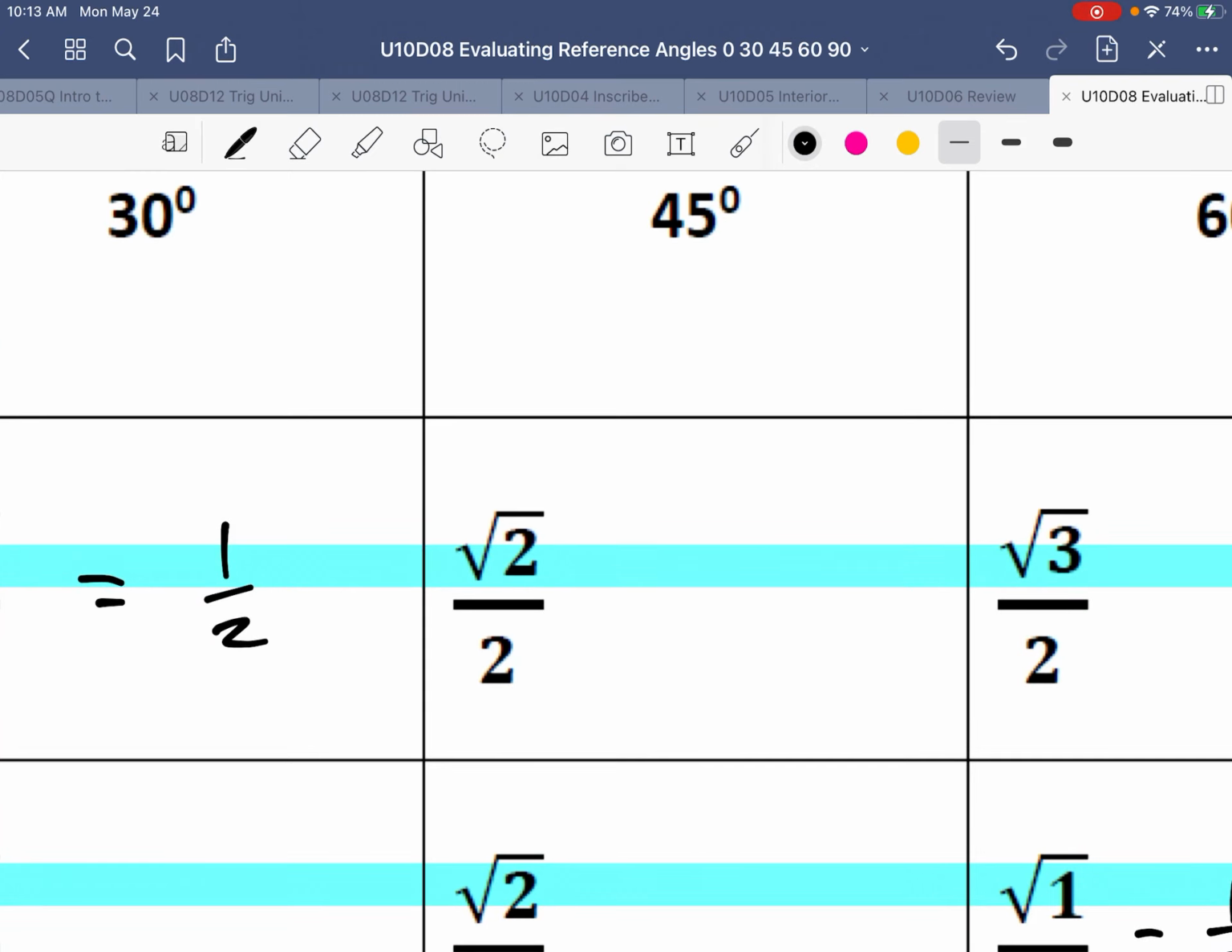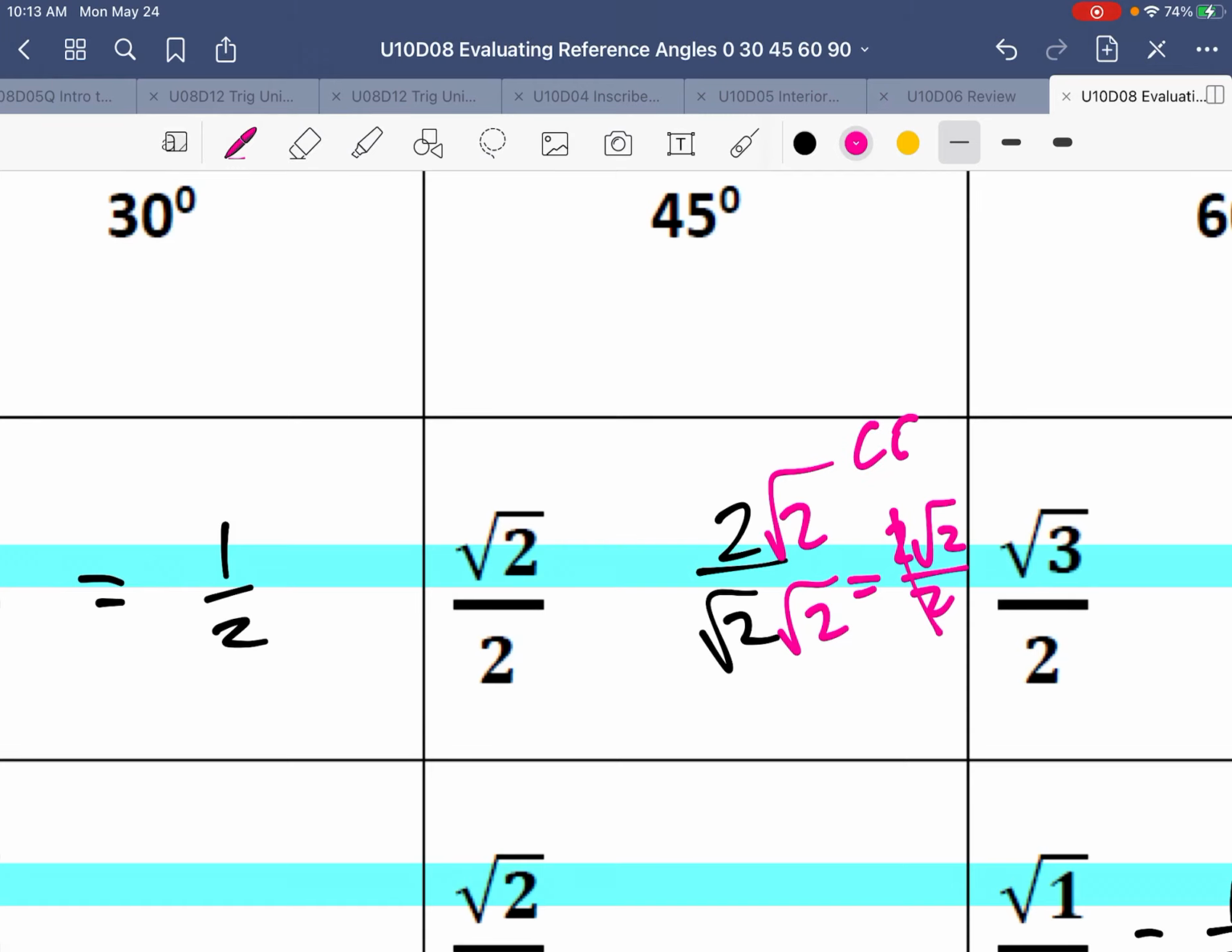So I would just flip that over. If I wanted to find the cosecant of 45, I would take this and turn it into 2 over radical 2. I would rationalize the denominator and get 2 radical 2 over 2, and cancel those out. So radical 2 is the cosecant of 45.